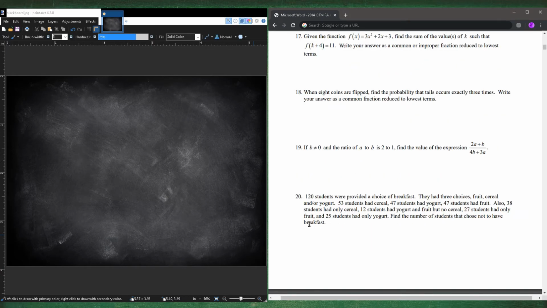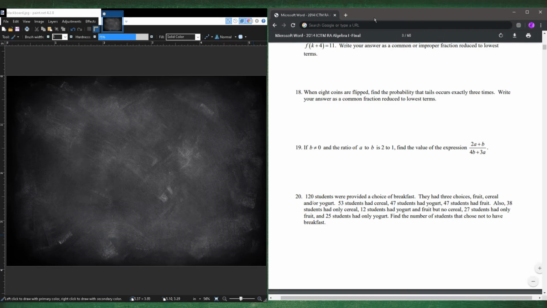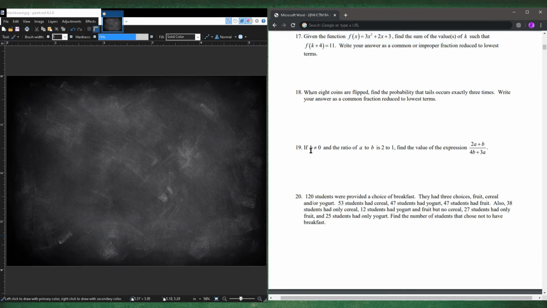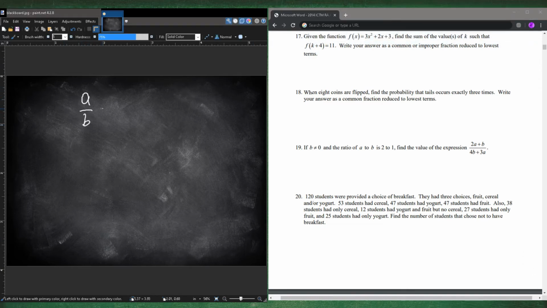Number 19. If I said 17, I meant 18. Sorry about that. Number 19. If b is not equal to 0 and the ratio of a to b is 2 to 1, so a divided by b is 2 to 1, evaluate the expression (2a plus b) over (4b plus 3a).